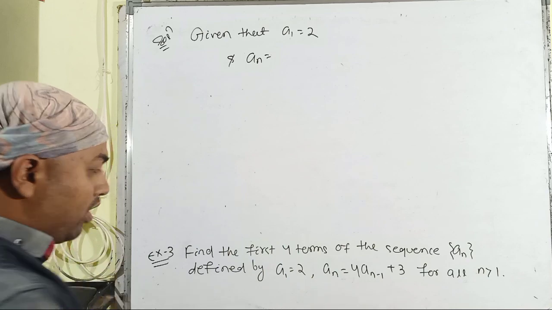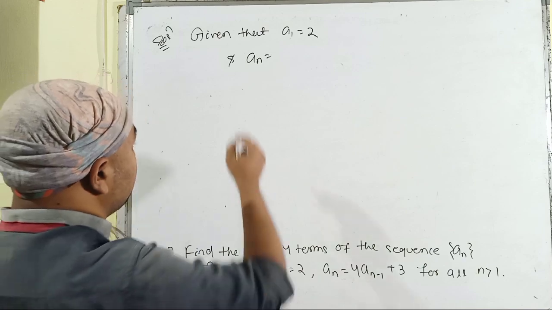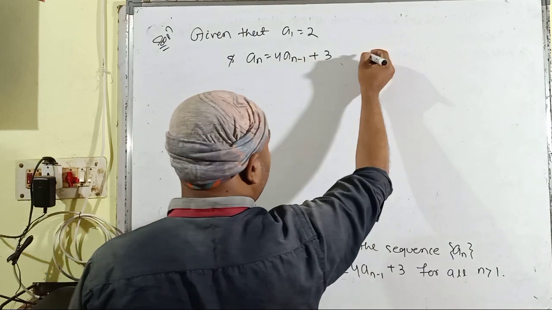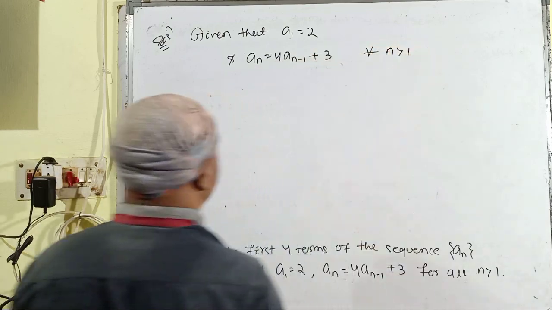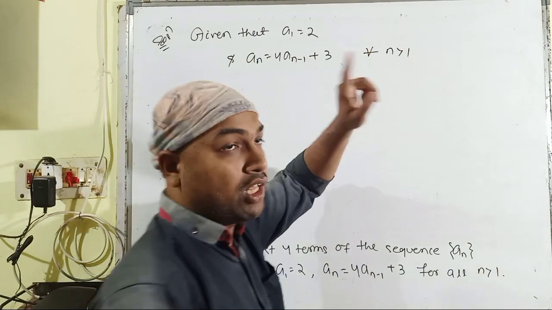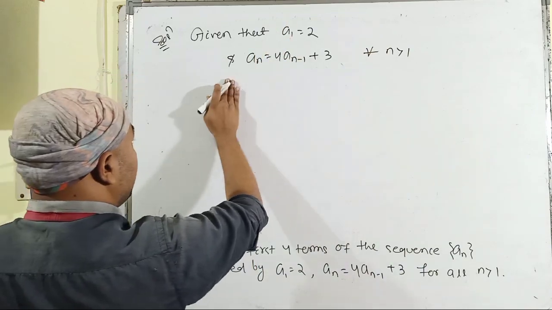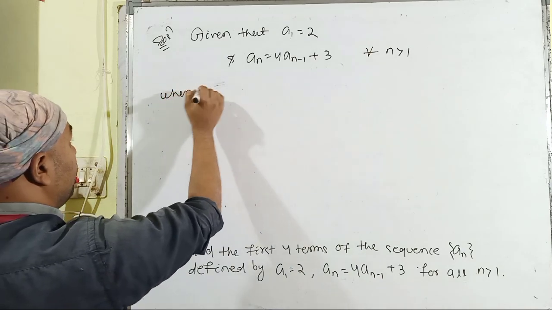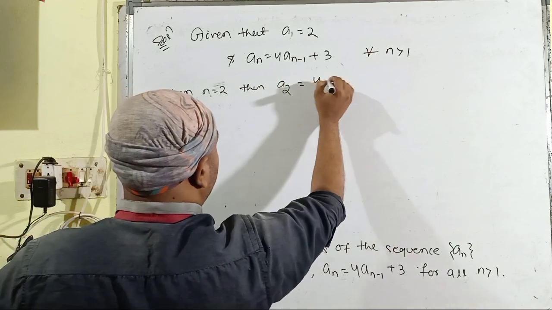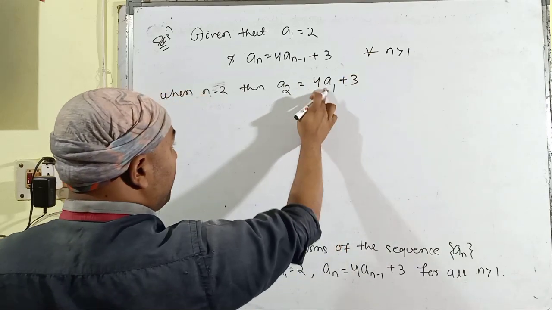The general form to define all of the terms of that sequence is given, and this is an is equal to 4 multiplied with an minus 1 plus 3 for all n greater than 1. And we have to apply this form to find out all the terms whenever n is greater than 1. This is not applicable for the first term. So here, when n is equal to 2, then a2 is equal to 4 a(2 minus 1), that means a1, plus 3.